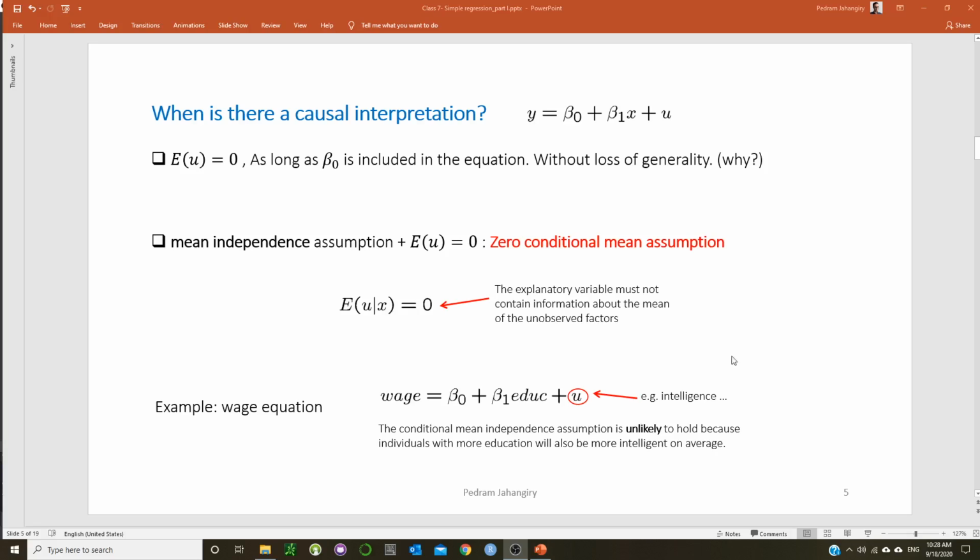All right, so let's stop here. I'm going to make another video, and we will start talking about the population regression function and the sample regression function.